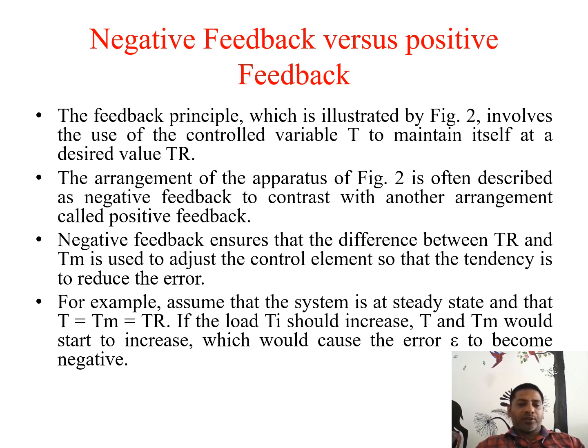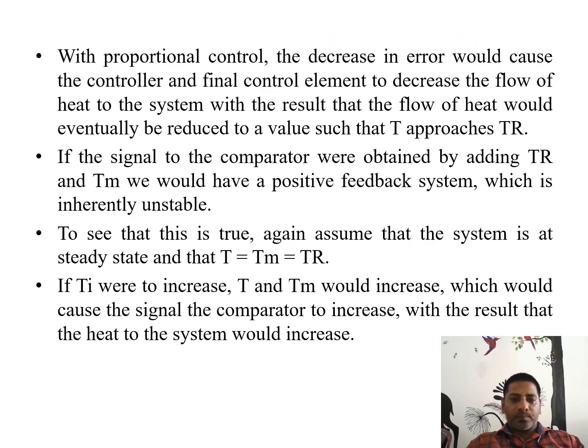The negative feedback ensures that the difference between TR and TM is used to adjust the control element so that the tendency is to reduce the error. For example, assume that the system is at steady state and T equals TM and TR. If the load Ta should increase, T and TM could start to increase, which would cause an error in the negative feedback system.